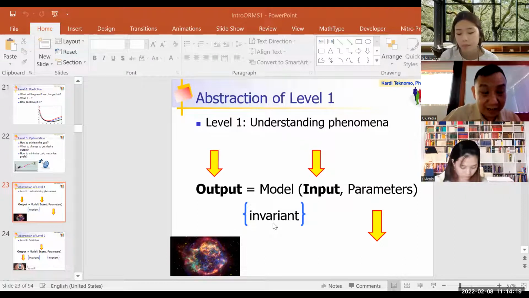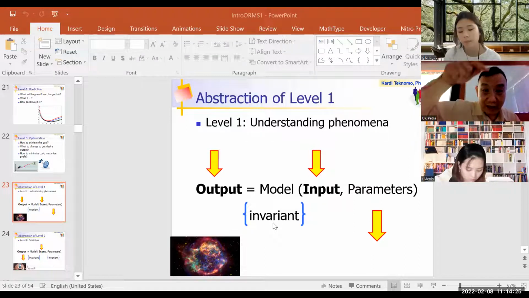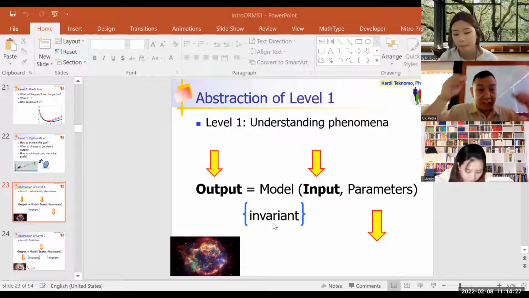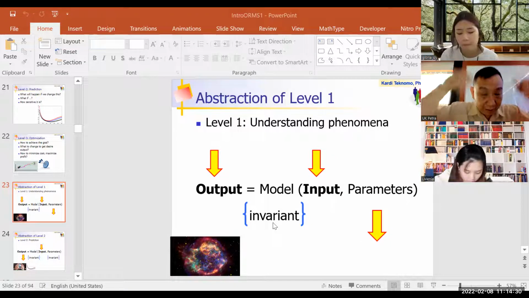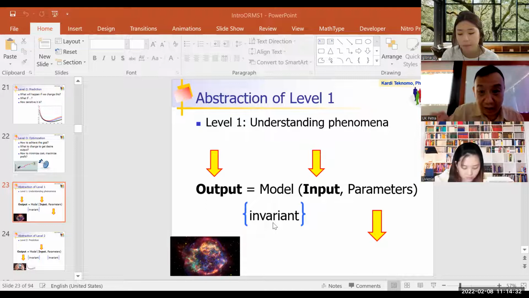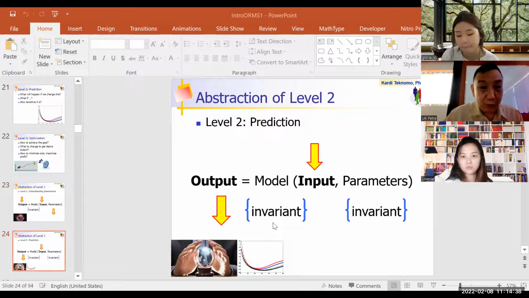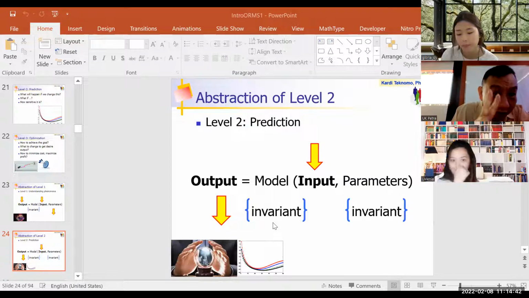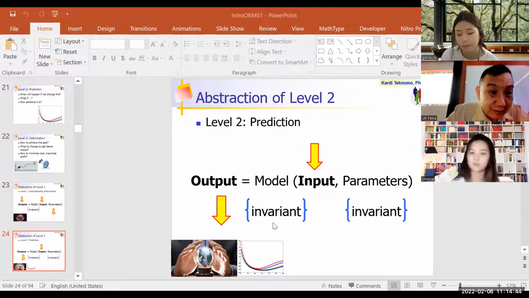Variance means change, so invariance means don't change. Again, the arrow here represents the input and the output. In level 1, the output will be the parameter. Clear, yeah? In level 2, there are 2 invariants. What is this? The model, then the parameters.